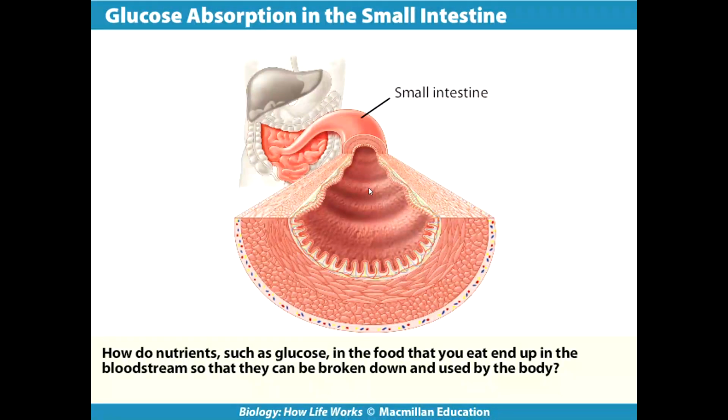So now we're going to watch a video about how glucose is absorbed by the small intestine.